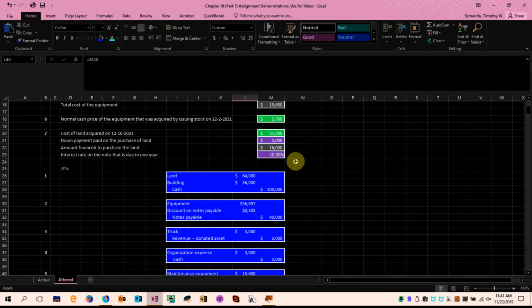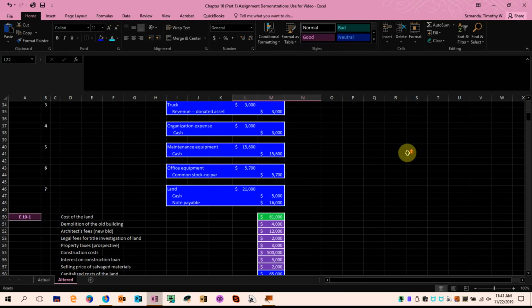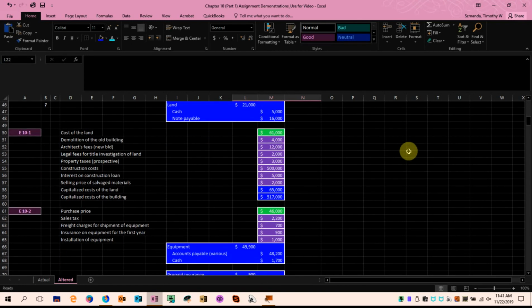If we scroll up to 7, you'll notice that although I did change some of the data, one thing we have to remember is the amount financed for the land will be the total cost less the down payment. So the total value of the land acquired less the cash down payment, since that is not financed, leaves the amount to be financed, which is, in my case, $16,000.